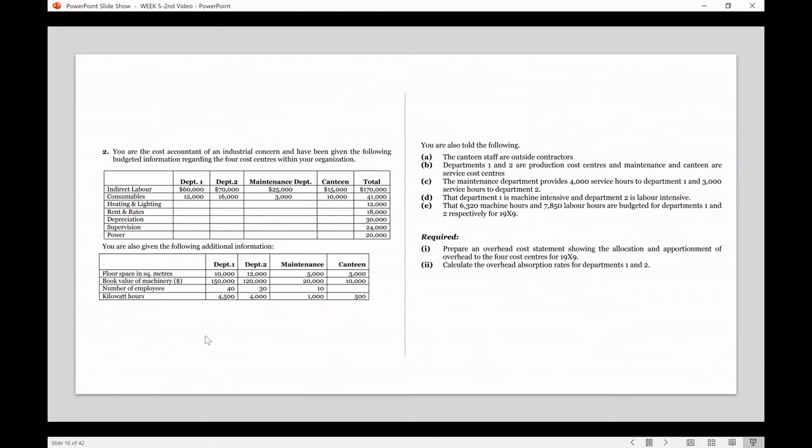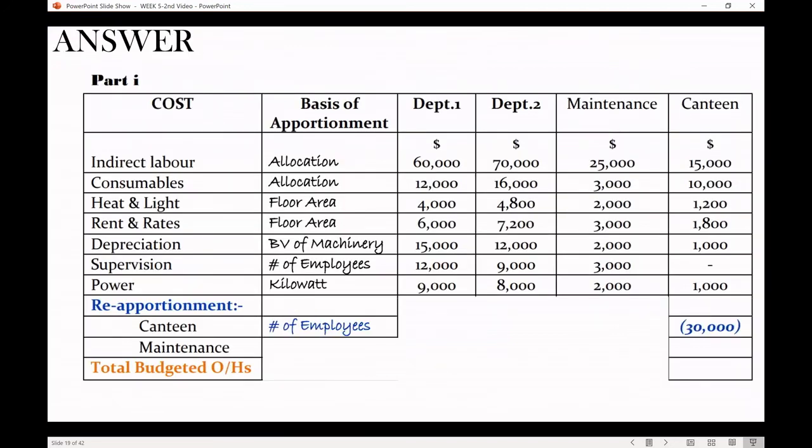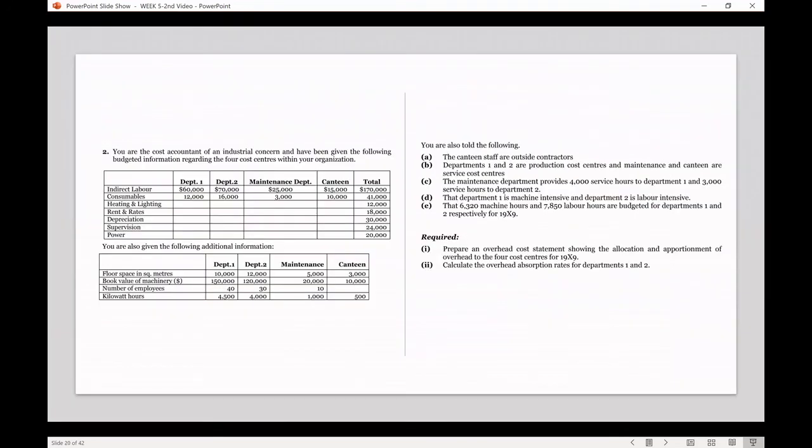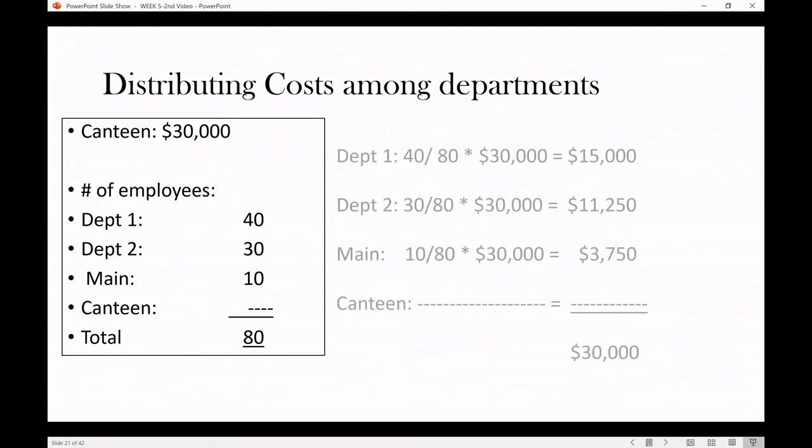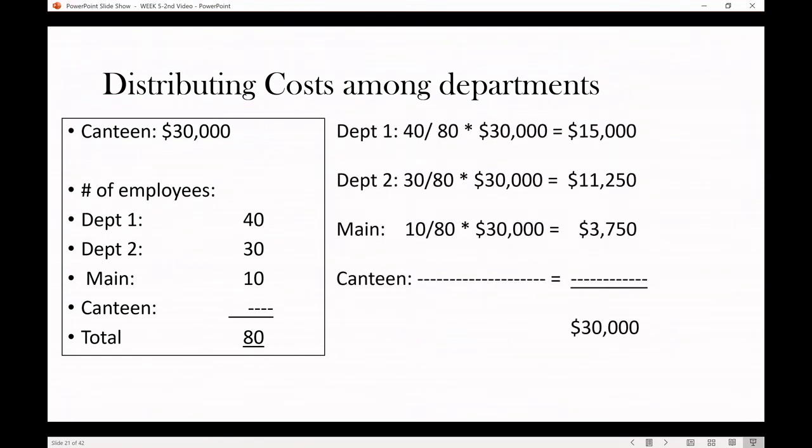So we have to come to a table, and the best one here is number of employees. So that's what we're saying: apportioning our canteen costs is on the basis of number of employees. We're taking this 30,000 and splitting it amongst the other 3 departments. It's the same method, right? It's $30,000 to be shared among the number of employees in department 1, 2, and 3, maintenance, which is 80. For department 1, it's 40 upon the 80, which is half of the $30,000, so $15,000 for department 1.